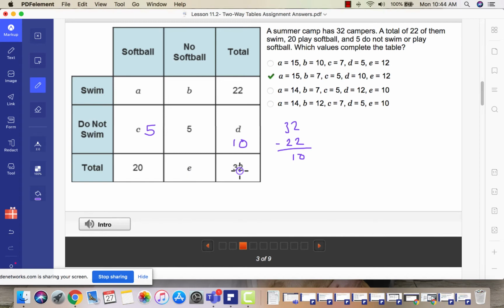So 32 is our grand total. We have 20 that play softball, so 32 minus 20 would be 12. Then this helps us figure out our last two. So we can figure out A by taking 20 and subtracting 5, which would be 15. We can find B by subtracting 12 minus 5, which would be 7. So that is why we have 15, 7, 5, 10, and 12.